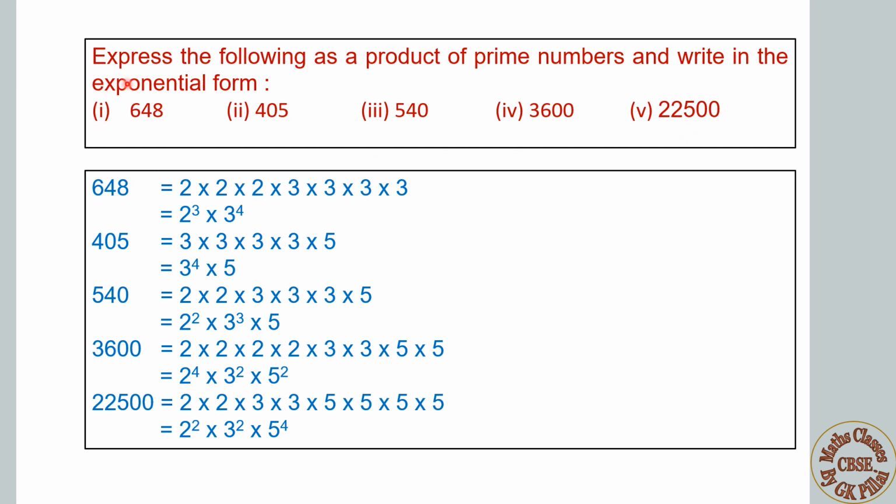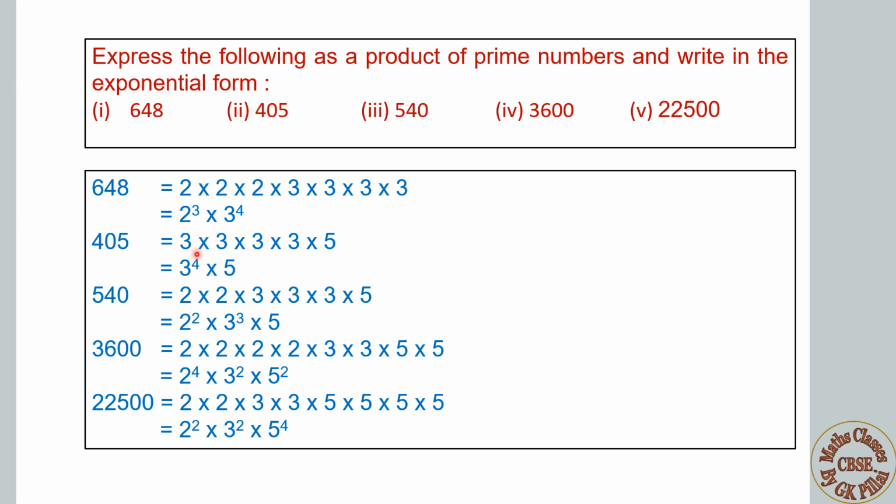The first one, express the following as a product of prime numbers and write in the exponential form. 648, this is an even number, start dividing by 2. You keep on dividing till the time you get an odd number. Then you should know the divisibility rule of 3. Not only 3, you should know the divisibility rule of 5, 7, etc. You can prime factorize this number like this. So your answer will be 2 to the power of 3 into 3 to the power of 4.